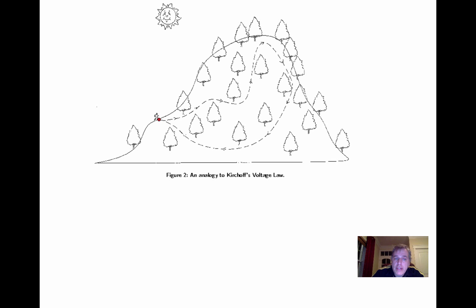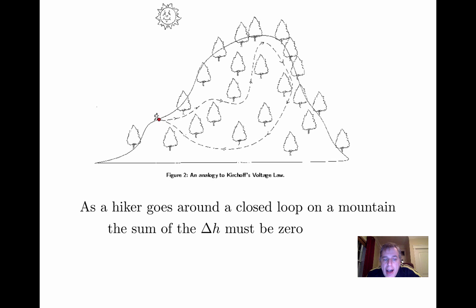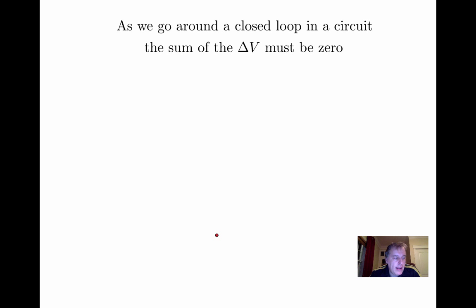Okay, so that's the very obvious statement in mechanics that as the hiker goes around a closed loop on the mountainside, the sum of the delta H must be zero. It turns out this applies to a circuit through this analogy between H and electric potential. Remember that electric potential is like H, but voltage is like delta H. The voltage is a difference of potential. So for an electric circuit, as you go around a closed loop in a circuit, it can be any closed loop you choose, the sum of the delta V as you go around the loop must be equal to zero.